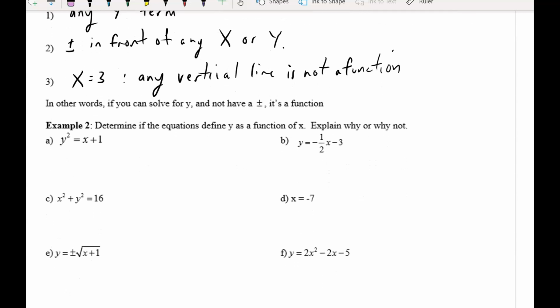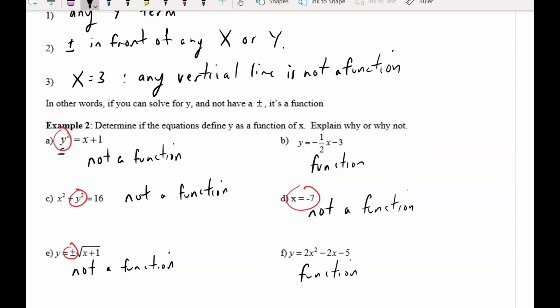Okay, so let's just look at 6 examples here and see which ones are functions and which ones are not. And the first one, we have a y squared term. That means it's not a function. So this is not a function. Why don't I have you pause it and see if you can get the rest of them right, and then in a second they will appear with the right answer.